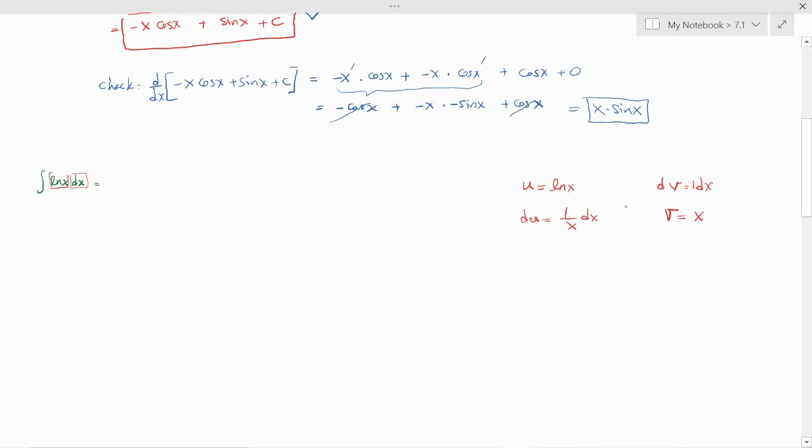Okay, so now that we know u and v, I can replace them, say, the method of substitution. The integration by parts formula is the integral of u dv is u times v minus the integral of v du. So I have u and v, so it would be ln x multiplied by x, minus the integral of v, which is simply x, times du. du is 1 over x dx.